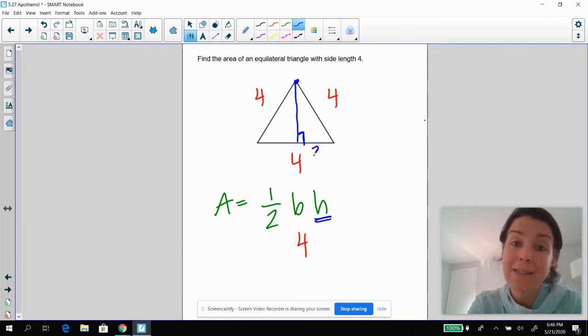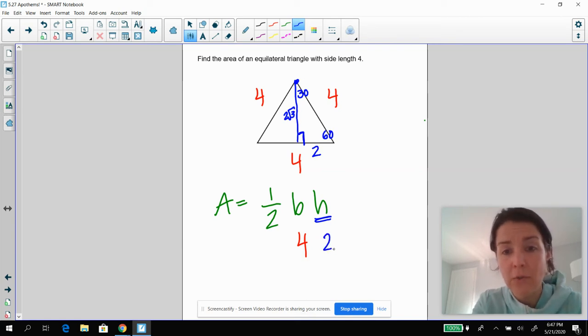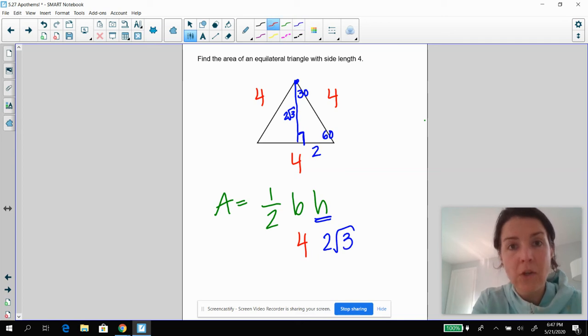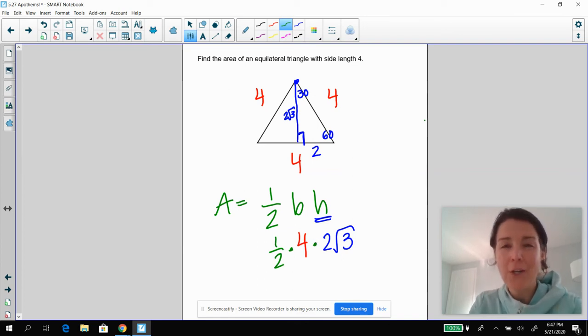that altitude bisects this side. But I've got a nice little 30, 60, 90 triangle here because it also bisects this angle. So I've got a 30, 60, 90 triangle, x, 2x, x root 3. So my height is going to be 2 root 3. So my height here is going to be 2 root 3. So the area of this triangle is going to be 1/2 times 4 times 2 root 3. If you're not sure how I got that, pause, rewind, and go back to it. This is really important. So that's the area of that triangle.